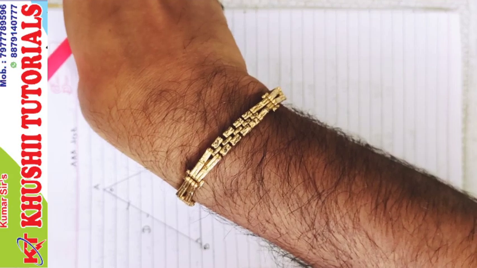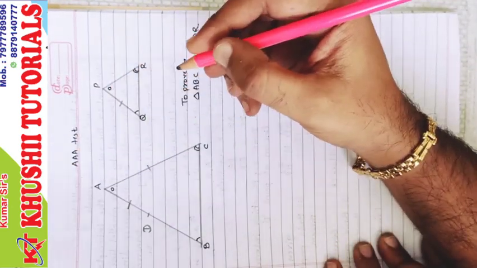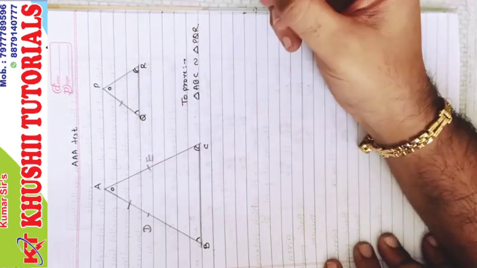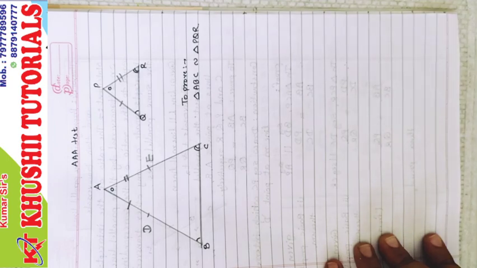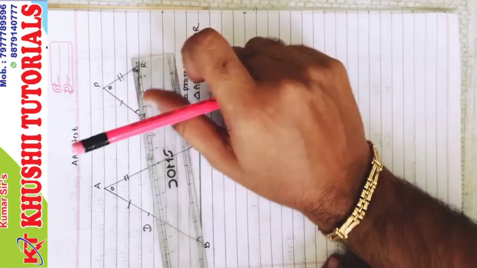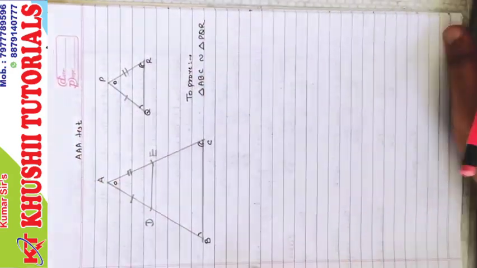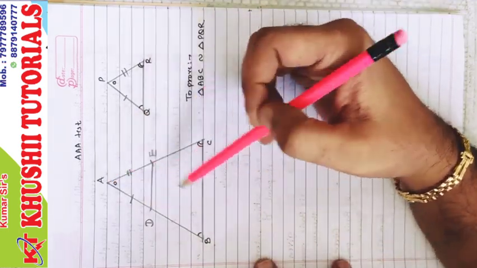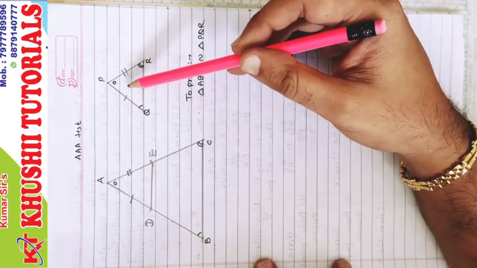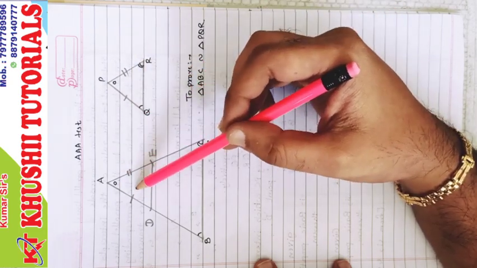Now PR, same PR here, and I will name it as point E. So PR equal to AE, and then simply you have to join DE. Now where are we doing this thing? In the bigger triangle. Whoever is the bigger triangle, we have to draw a congruent triangle to the smaller triangle. Are you getting? Congruent triangle.